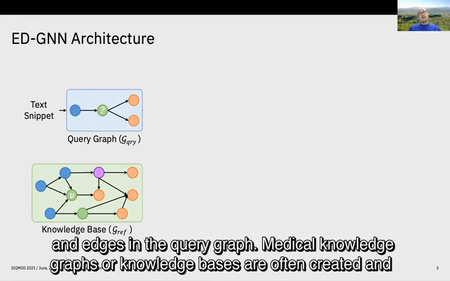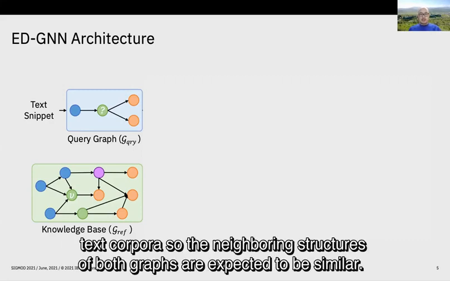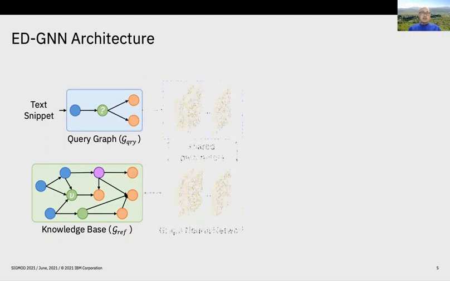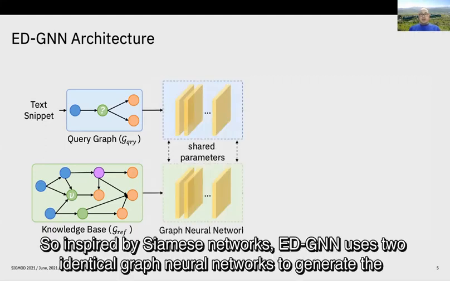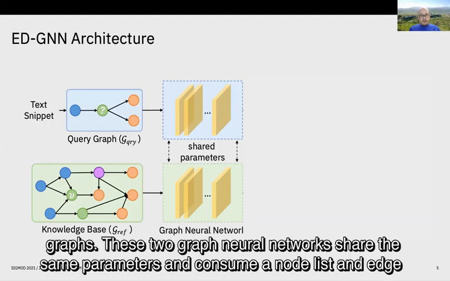Medical knowledge graphs or knowledge bases are often curated and updated from text corpora in medical literature. The text snippets are also collected from these text corpora, so the neighboring structures of both graphs are expected to be similar. So inspired by CMS networks, EDGN uses two identical graph neural networks to generate the graph embeddings that encode all local structural information centered around the nodes in both graphs.